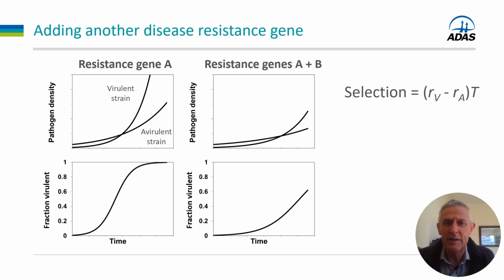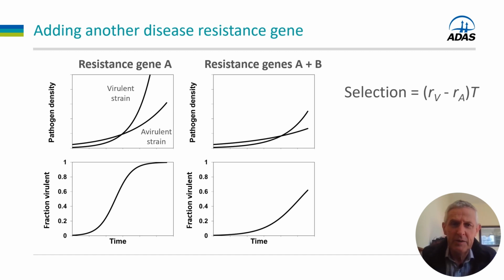But if we have a second resistance gene B, which the pathogen is not virulent to, then that resistance gene B is going to slow the epidemic growth rate of both the virulent and avirulent strains to A, and therefore reduce the strength of the selection by reducing the difference in the per capita growth rates. And we see that in the bottom right diagram, that the rate of increase of the virulent fraction in the population is slowed.